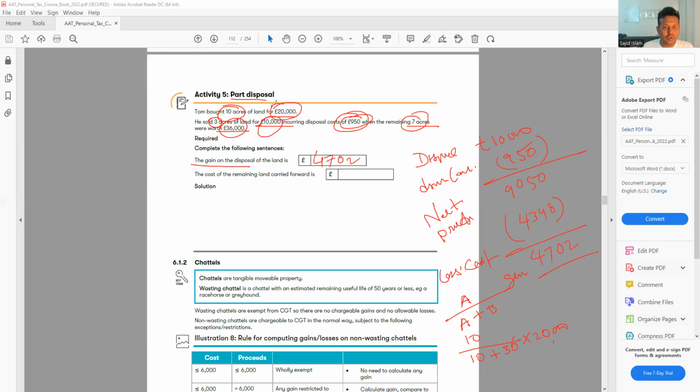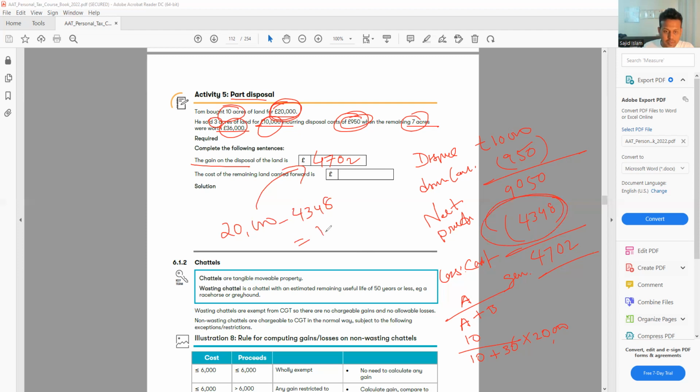And then the cost of the remaining land, how much is the cost remaining? So the total cost was 20,000. So from 20,000, if you minus this one, 4,702, and that will give how much is the total cost? We said the cost is 4,348, not 4,702. So let's have a look. This is the cost, 4,348. This is the cost we calculated by using this formula.